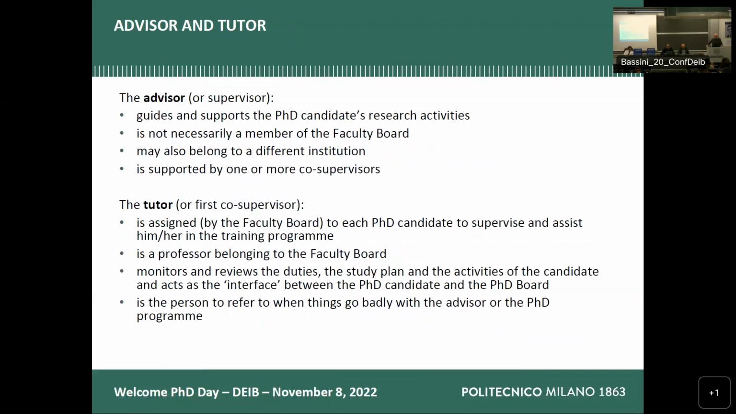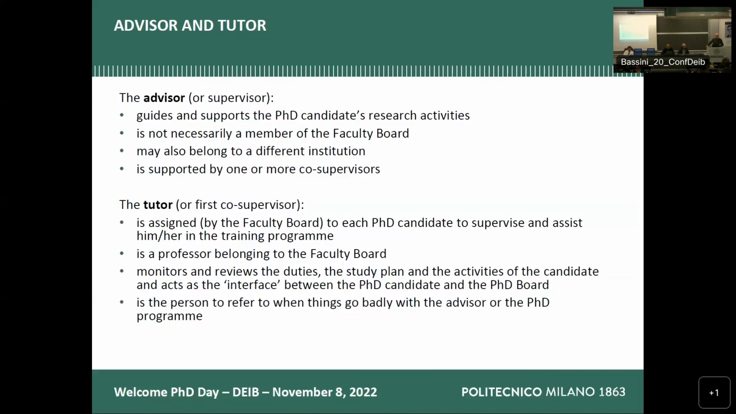So you will relate mainly to two figures during the PhD. The first is the advisor, sometimes called the supervisor, who is your reference for research purposes. This is the person with whom you agree on a project and who follows you directly during the research. The advisor is not necessarily a member of the faculty board of the PhD program, and may also belong to a different institution and may be supported by other co-supervisors.